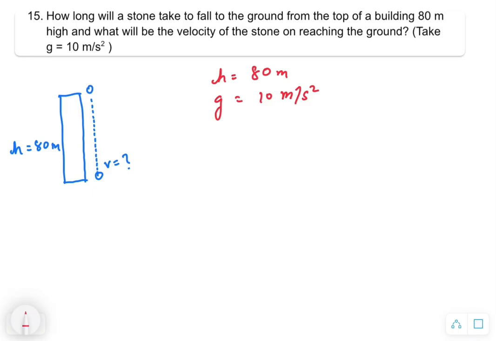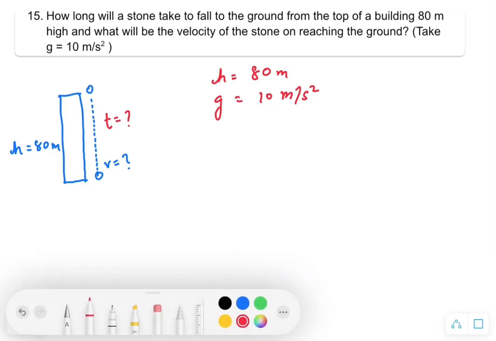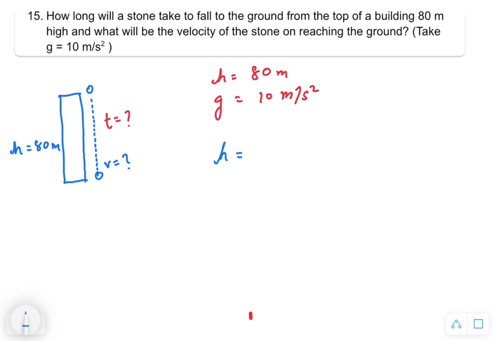Now let's find the time to reach the ground. We also need to find the time taken by the stone to reach the ground. So let's use this equation, h equal to half gt square. First, we are interested in finding the time. Once we obtain the time, we will calculate the velocity of the stone.